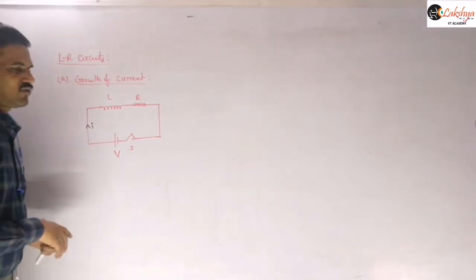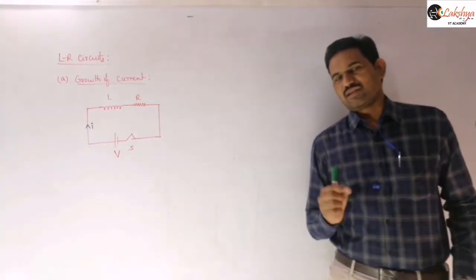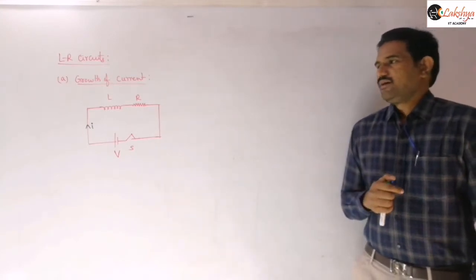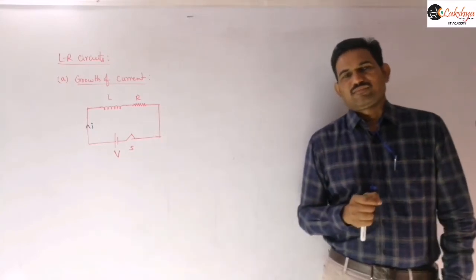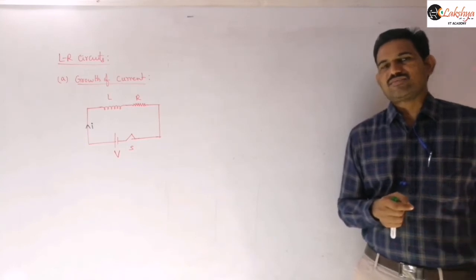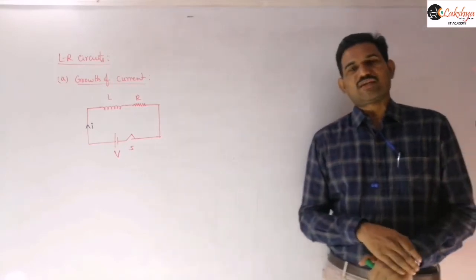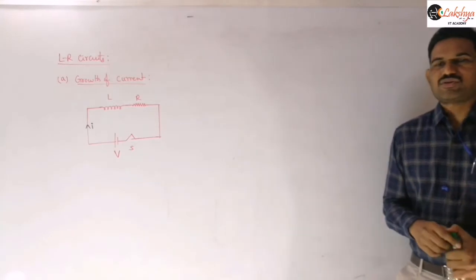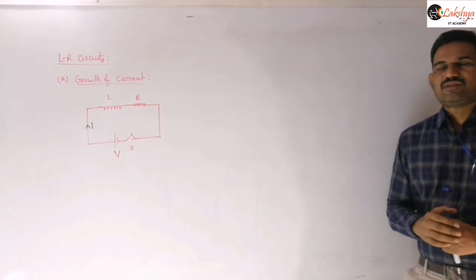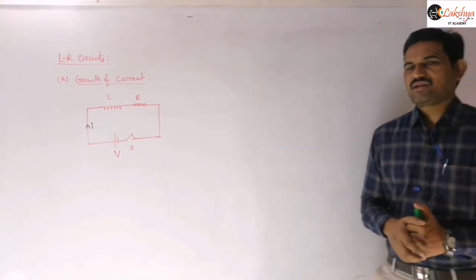Consider an inductor of inductance L, an ideal inductor. Ideal inductor in the sense that it doesn't possess any resistance. So mention that. Consider an ideal inductor of inductance L connected in series with a resistance R. This combination is connected across a cell of EMF V, and negligible internal resistance.